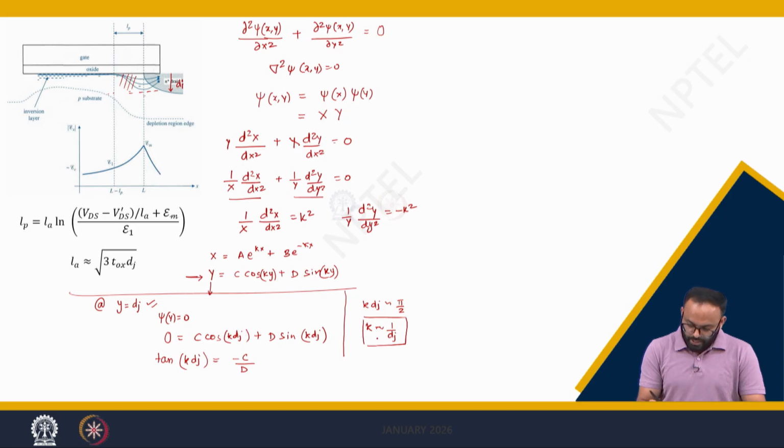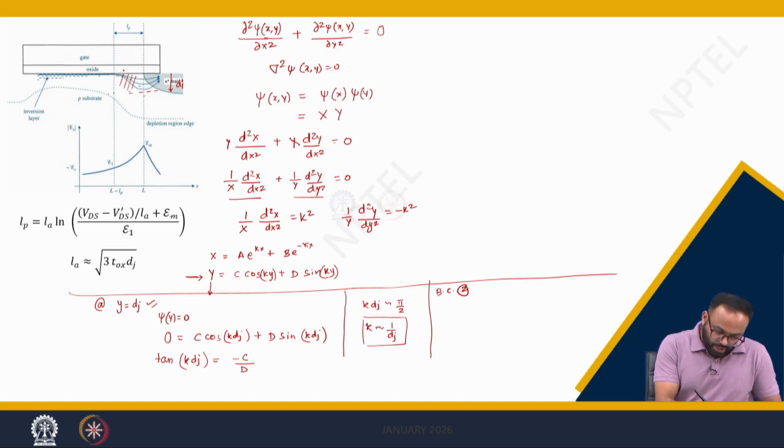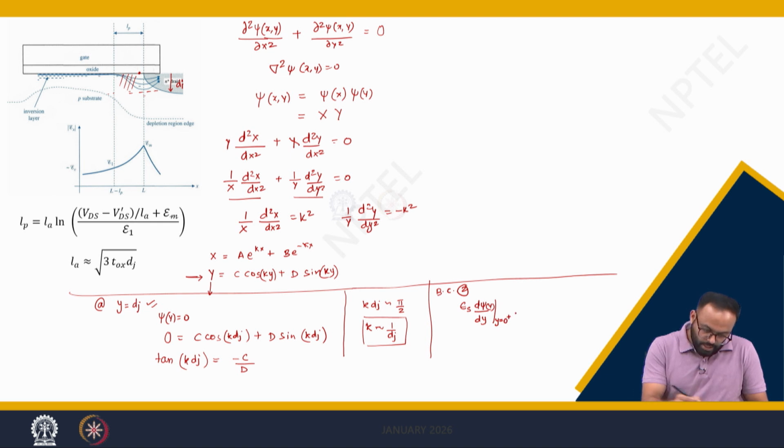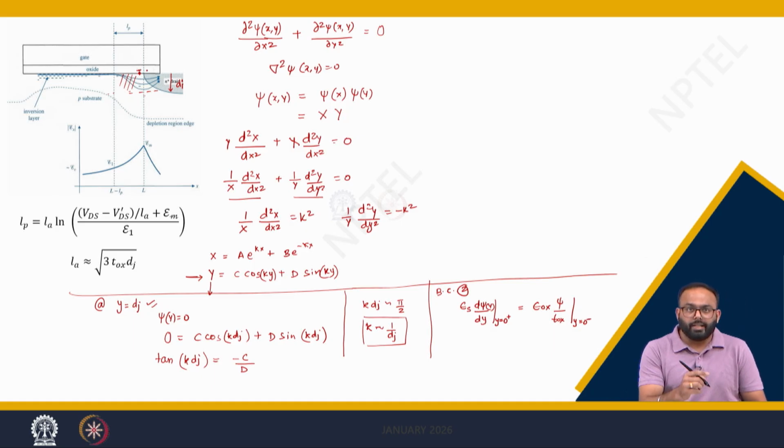Similarly, we can use another boundary condition at this junction. The electric displacement should be continuous, and hence we can write epsilon s times d psi(y) by dy at y equals 0 plus, meaning exactly at this point, should equal epsilon ox times psi divided by t ox at y equals 0 minus, exactly at this point. So at that point the electric displacement should be continuous.